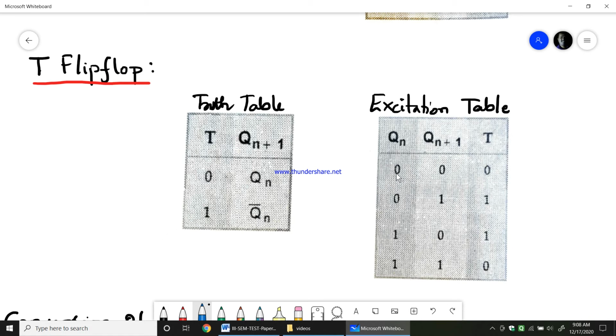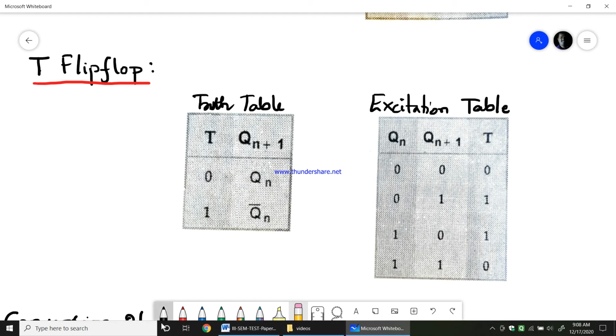So therefore, when 0, 0 is there, it means T is 0. Because Qn is 0, the next state is also 0. Therefore, it happens when T equals 0. Now when present state is 0 and the next state is 1, it means it is toggling. Therefore that happens when T equals 1. Similarly, when the present state is 1 and the next state is 0, again this is toggle condition, therefore it happens when T equals 1. Now when both present state and next state are ones, this can happen when there is no change, therefore that will happen when T equals 0. So this is the excitation table of the T flip-flop.